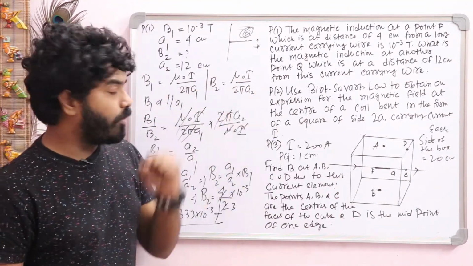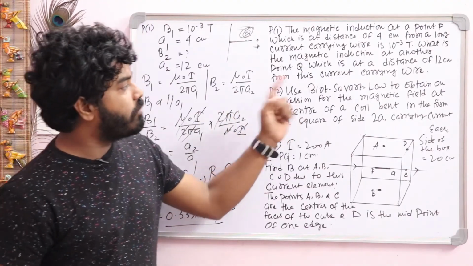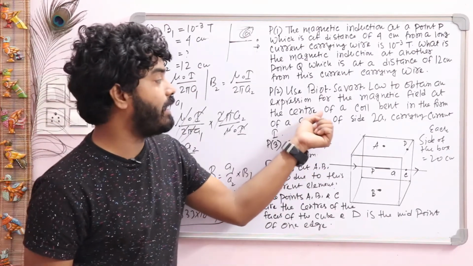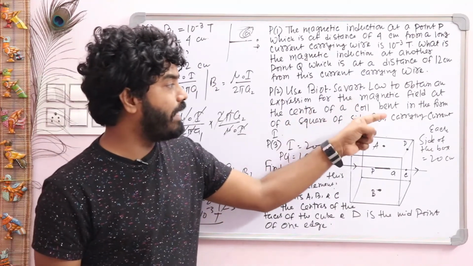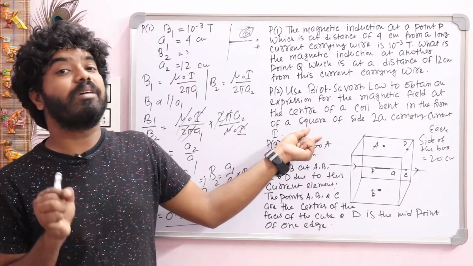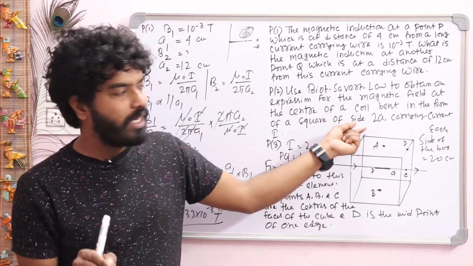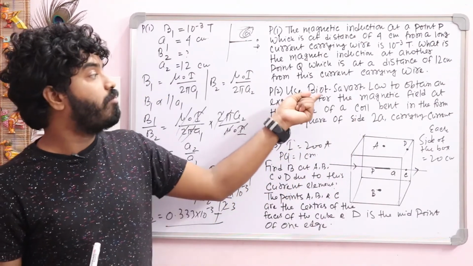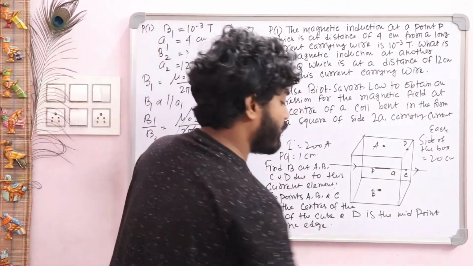Now second is important, theoretical problem, students, very important. Use Biot-Savart law to obtain an expression for the magnetic field at the center of a coil, but the coil is bent in the form of a square. That means you have to find out the magnetic field at the center of a square of side 2a carrying current I, and you have to use Biot-Savart law. Okay, very important part. Listen to this part carefully.